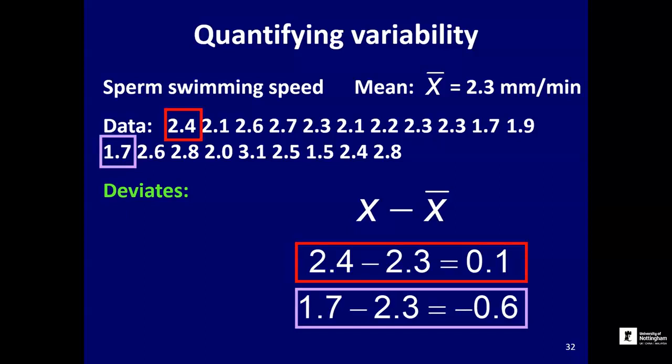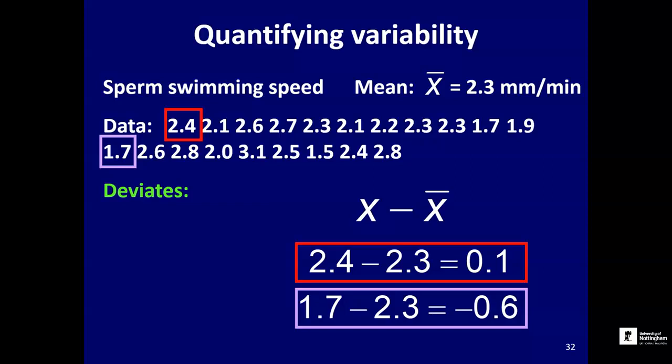So just a couple of examples. In red here, we've got a sperm that's swimming quite fast, 2.4 millimetres per minute, faster than average. There's a difference of 0.1 from the average. And in purple, here's a slow sperm that's swimming 0.6 millimetres per minute slower than the average. So the deviate is minus 0.6.